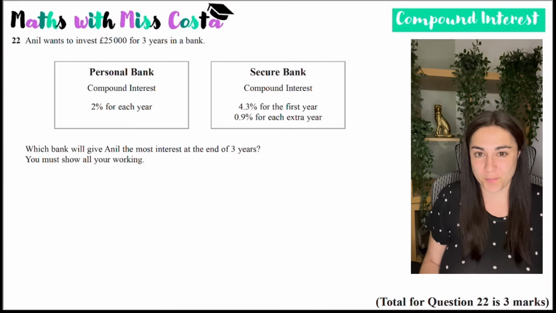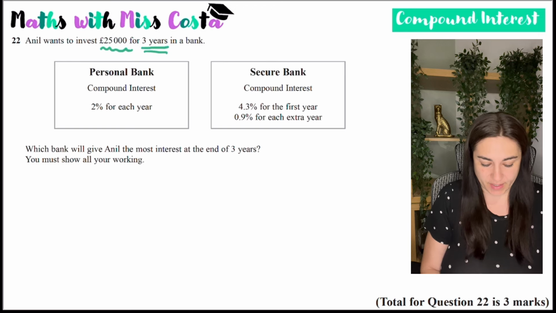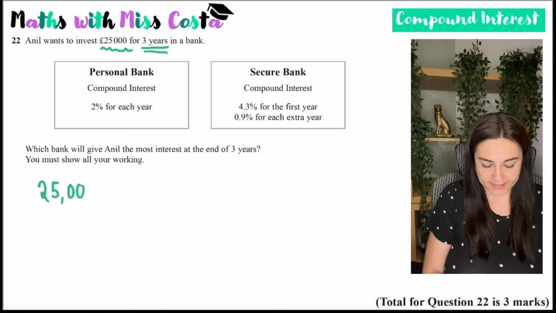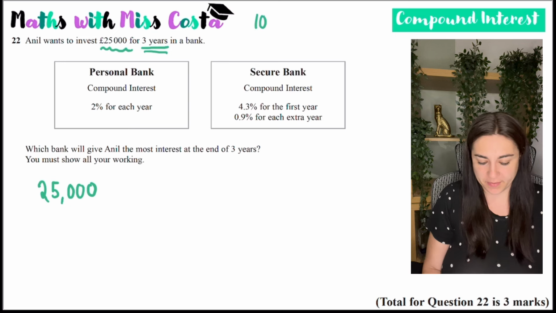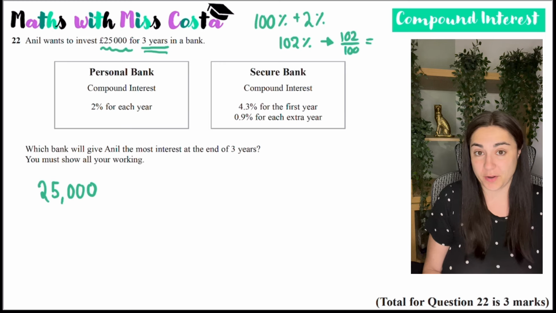Okay, so here I've got a compound interest question, and I'm told that Anna wants to invest £25,000 for 3 years in a bank. And which bank will give Anna the most interest at the end of 3 years? So if I go with personal bank, he invests 25,000, and to work out the multiplier, I think to myself, okay, so his original amount is worth 100%, and then it's 2% interest. So in total, that's 102%. Which, what does percentage mean? It means out of 100. So 102 over 100 as a multiplier would be 1.02.